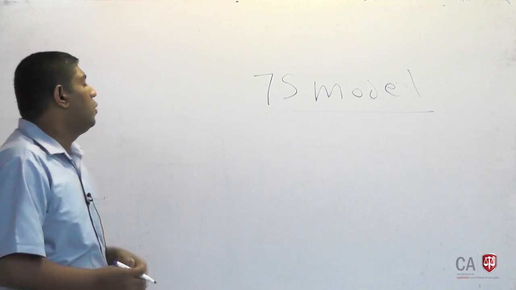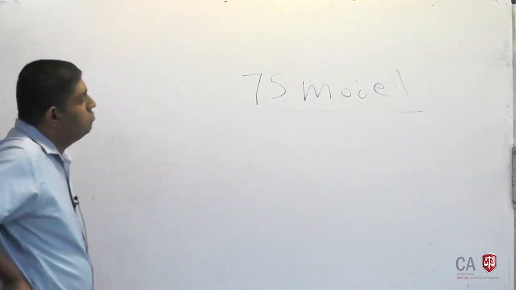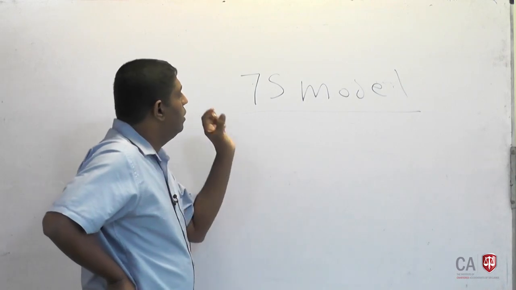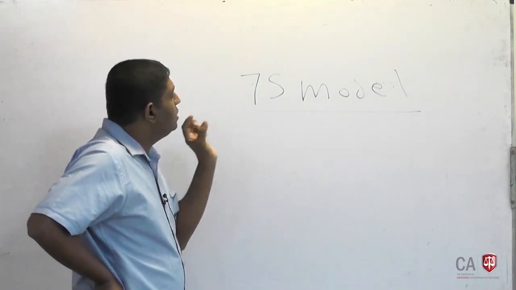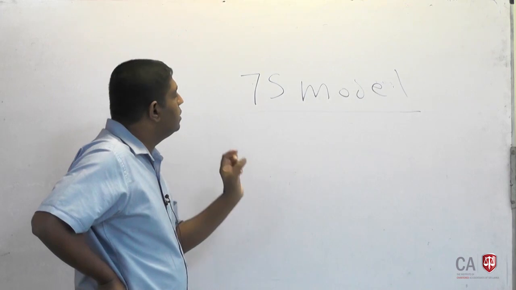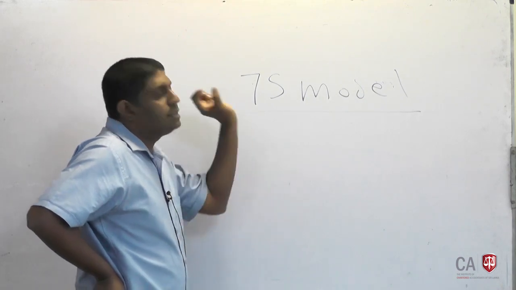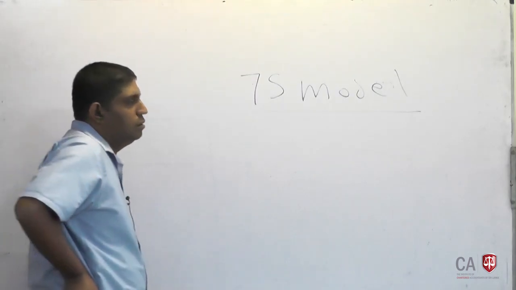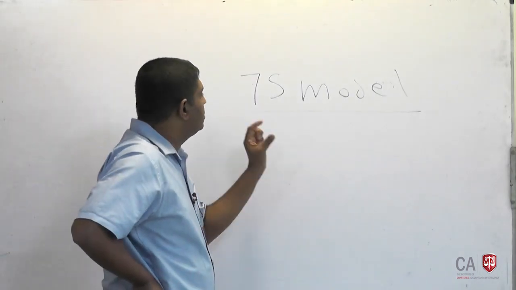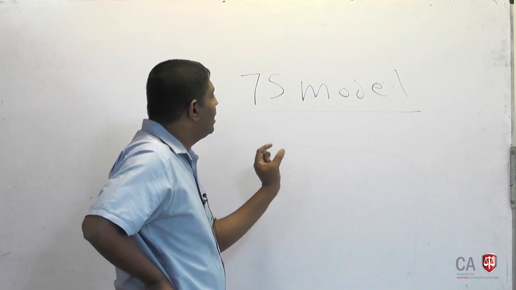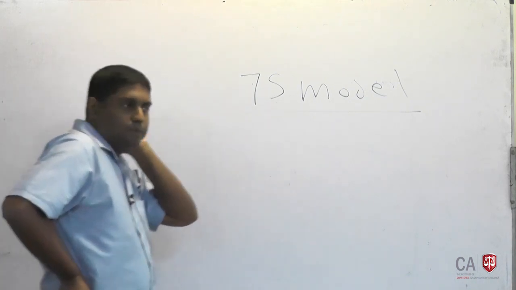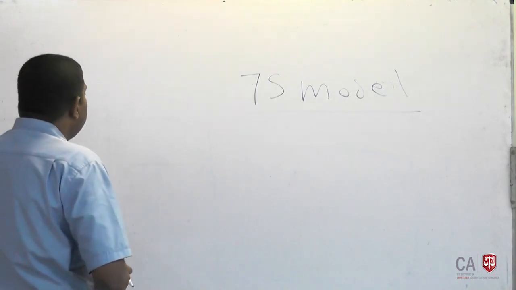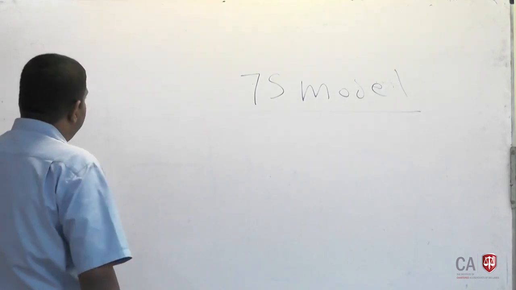Here we talk about 7 elements, each of which starts with the letter S. That is why it is called the 7S model. We are talking about 7 elements, each starting with the letter S. So, what are the 7 elements we can identify?